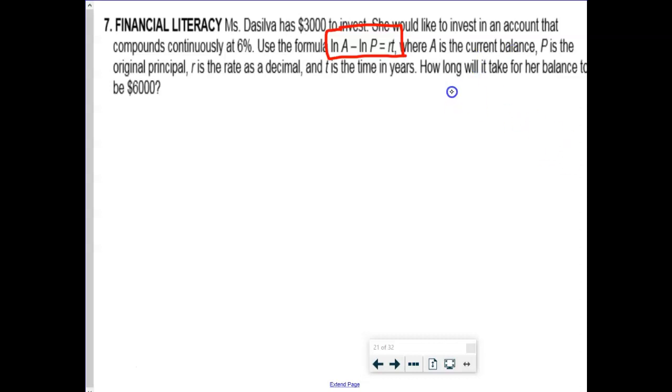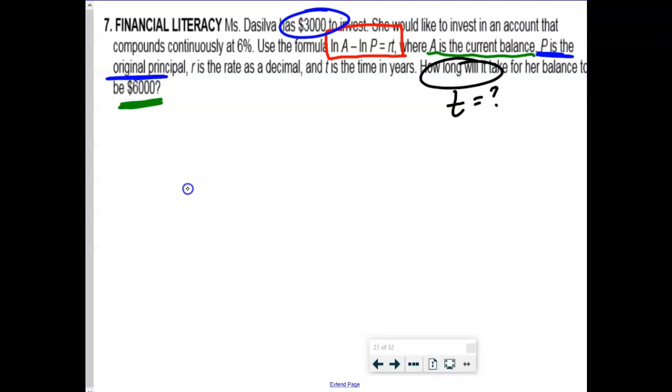A is the current balance. So for this question, as I keep reading, they initially invested $3,000, and at the end of the problem, they have $6,000. So there's your current balance. The initial investment is P. That's this guy. So original principal is P. And then keep reading. R is rate, of course, and T is time. And the question they have for me is, how long will it take? So T is going to be a variable. I don't know it. It's going to stay as a variable.